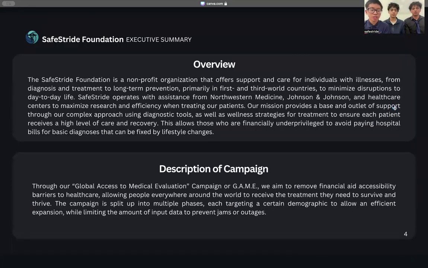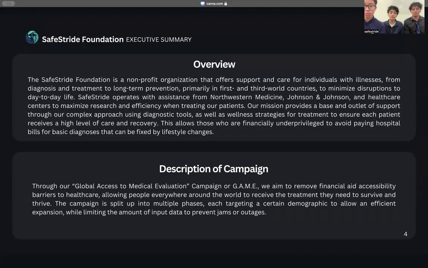So SafeStride Foundation is a nonprofit organization that offers support and care for individuals with illnesses. From diagnosis to treatment to long-term prevention, we want to provide the information that you need, such as what medicine to use for what sickness or what stretch to use for one injury. Our goal is to make sure that third world countries receive the same amount of resources as those in first world countries.